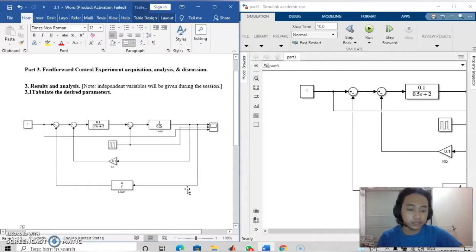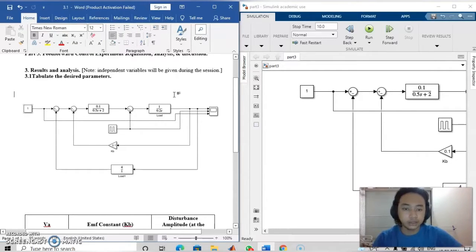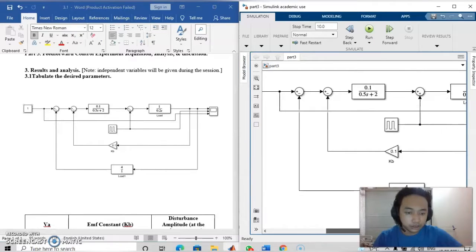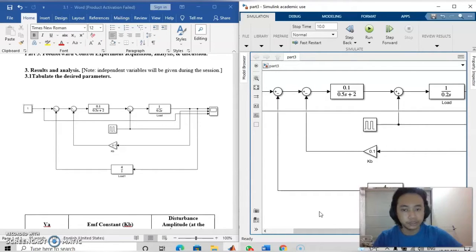So today I would like to explain this part 3. My part is 3.1, which requires me to tabulate the desired parameters. This is the block diagram that I already drew in Simulink, from the lecture that gave us the circuit to draw.